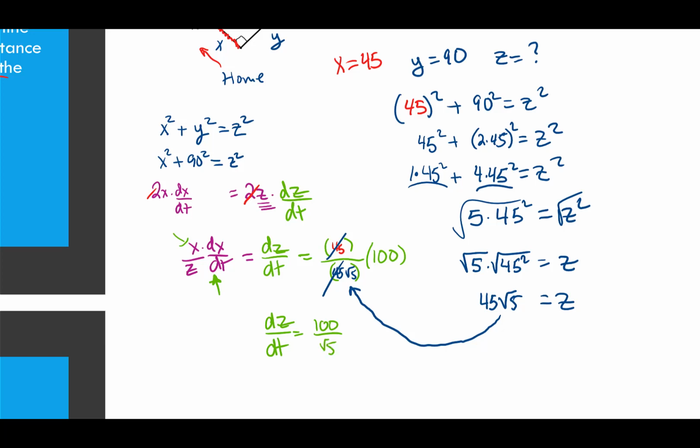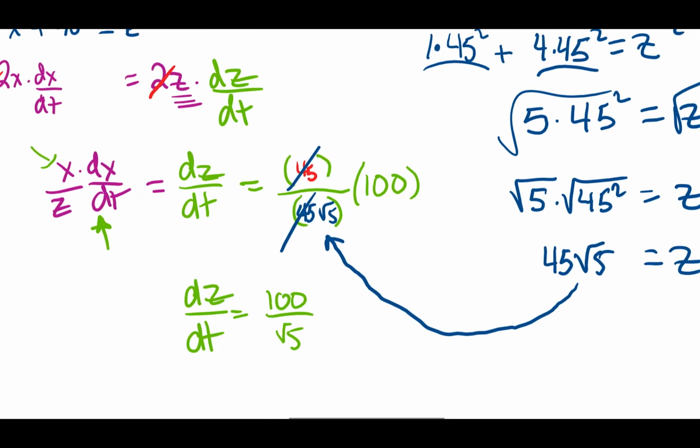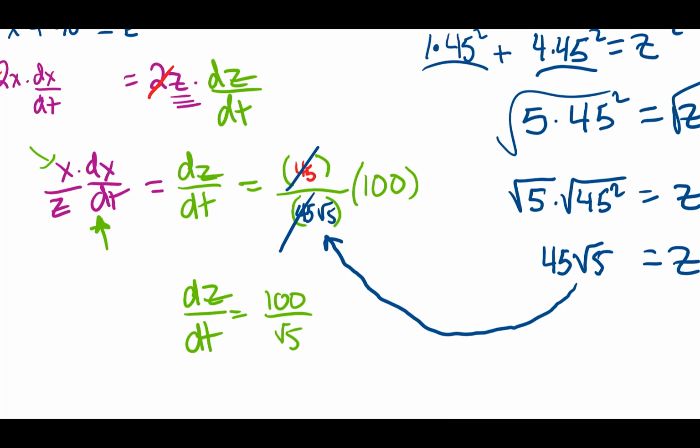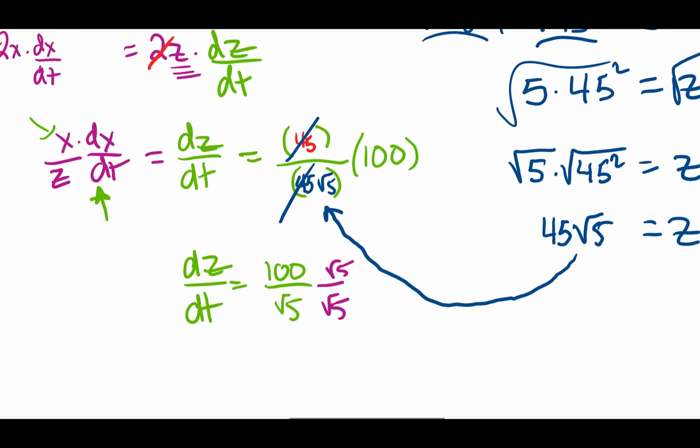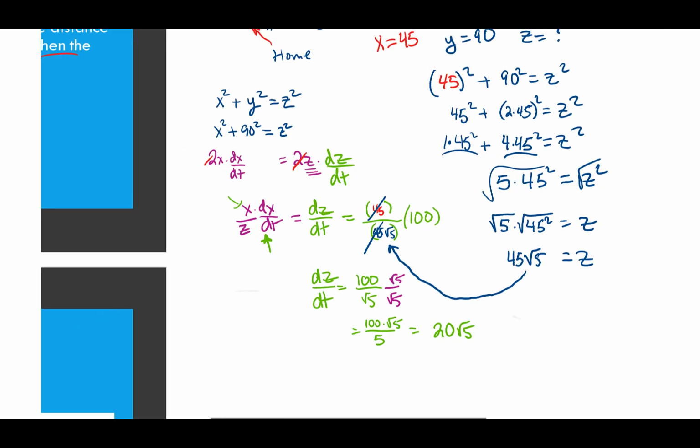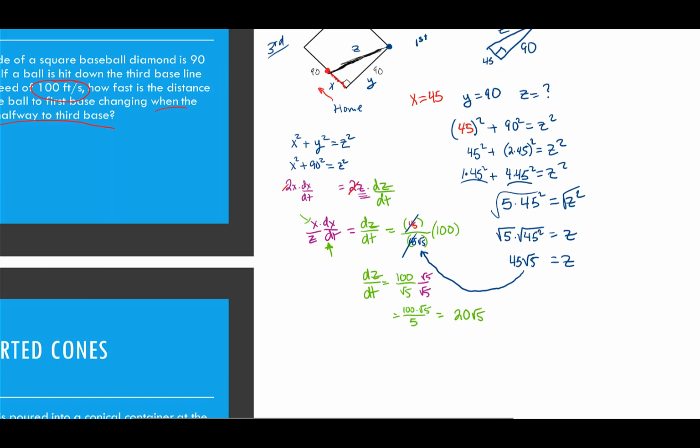It kind of cleans up pretty nicely here to rationalize this denominator. So I'm going to go ahead and do that. Multiply by root 5 over root 5. That's going to give us a 5 in the bottom, and we get 100 times root 5. We know 100 divided by 5 is equal to 20. So we get 20 times root 5. We look back at our units for our solution. It's feet per second, right? That's what we were dealing with. So it was 20 times root 5 feet per second.